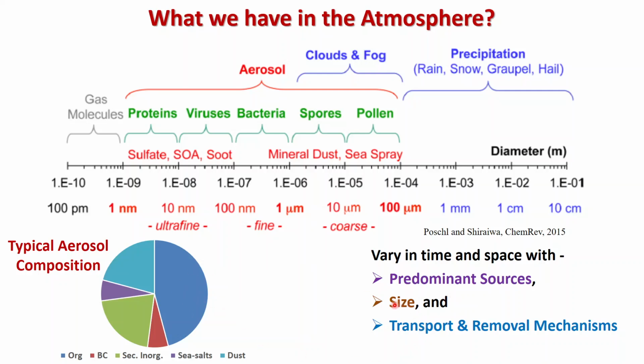Then it will also change with size. If you are collecting this size range only, you will get this kind of particles. If you are collecting this size range only, you will get these particles. And if you are collecting all together, it will be a mixture of all. And then it also changes with transport and removal mechanism. Whenever things are getting transported, we know that finer particles will go farther, whereas coarse particles will fractionate during the transport. And depending on the removal mechanism, whether they are removed by dry deposition or wet deposition, the composition can change.